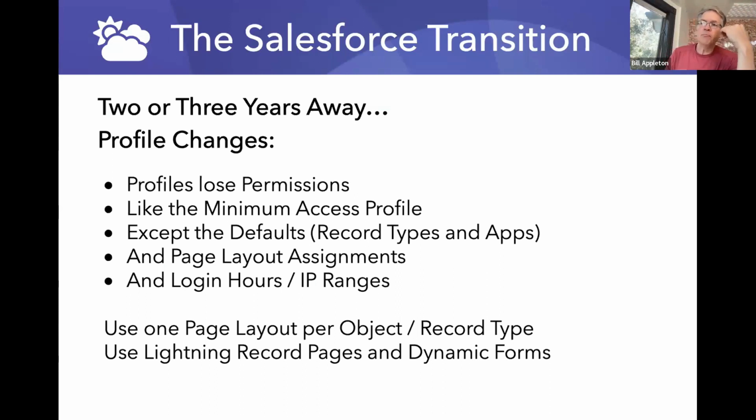So moving forward, the best practice would be for your page layouts to have one page layout per object / record type. And then they want people to use Lightning record pages and dynamic forms instead of page layouts. So when this happens, profiles will be very much simplified, and they want to move all those permissions out to permission sets and permission set groups. So that, as far as we can tell, is what they're thinking about.